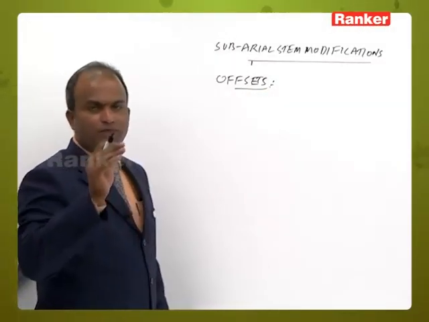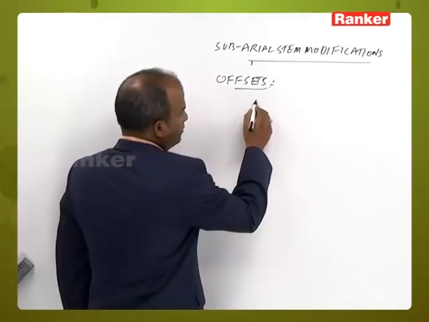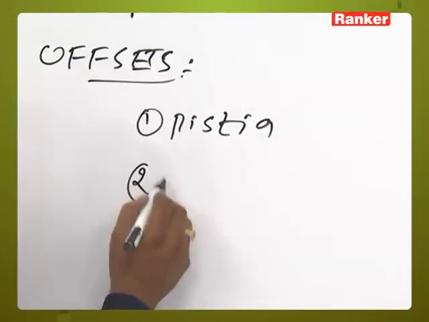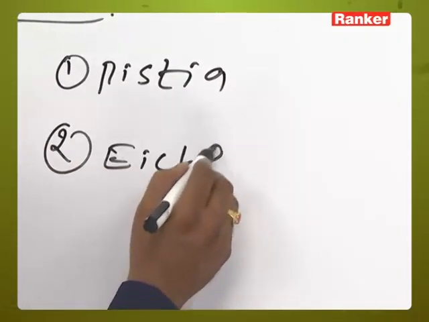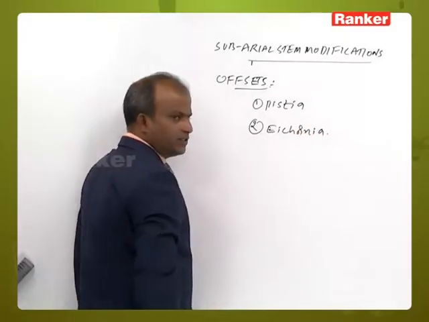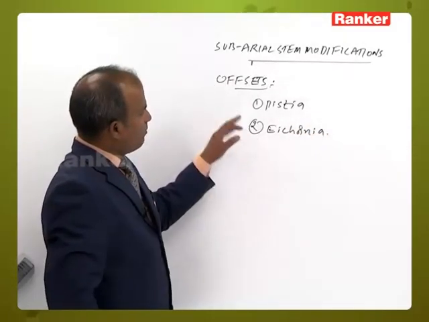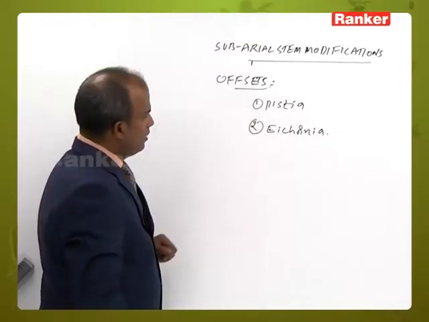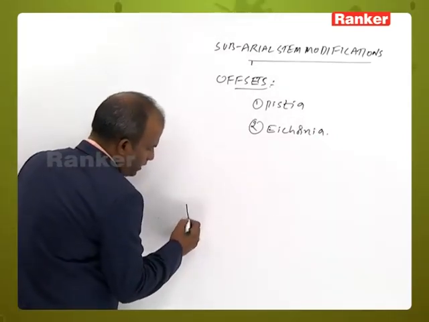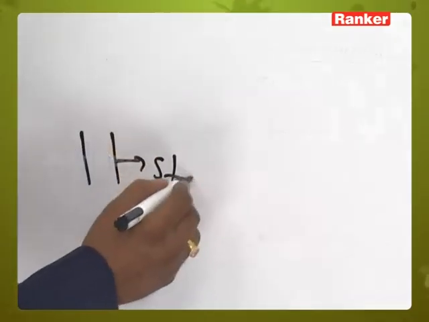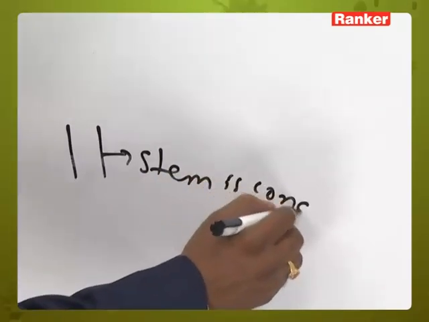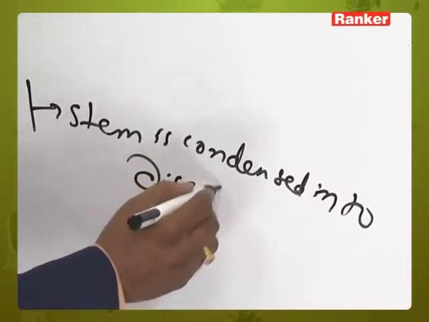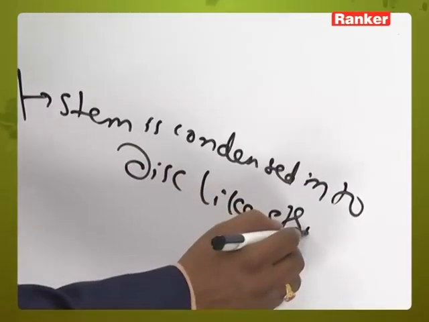What are the examples for offsets? One is pistia and the second one is eichhornia. Now I am taking the example of pistia. In this pistia, the stem is condensed into a disc-like structure.